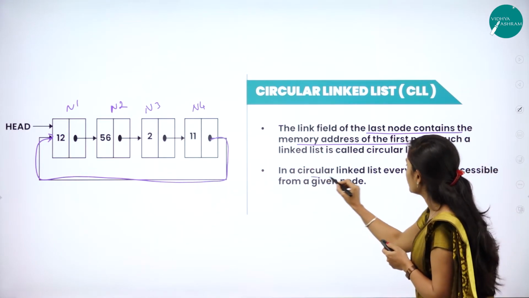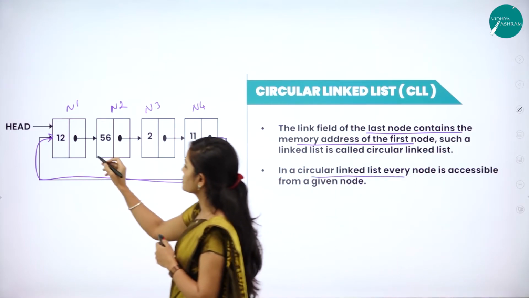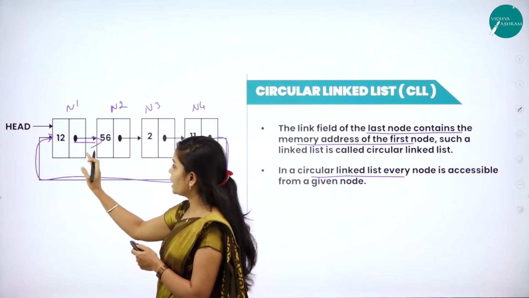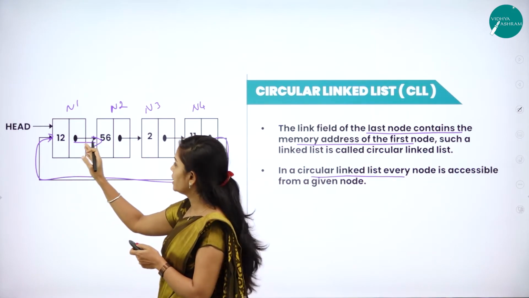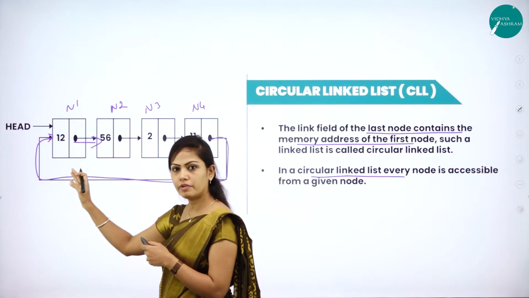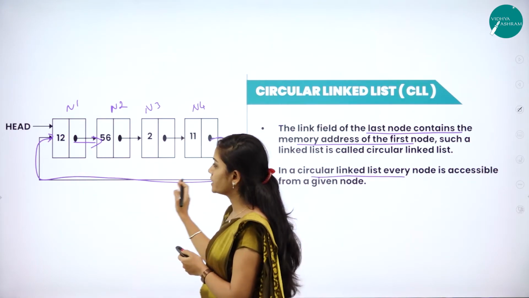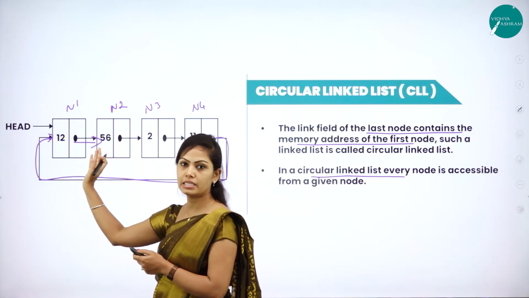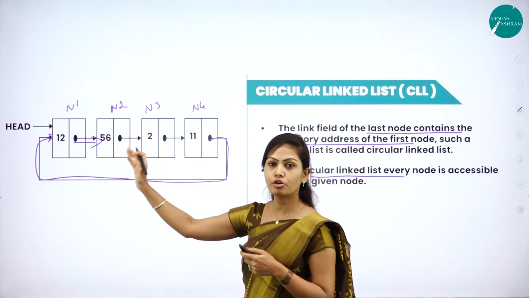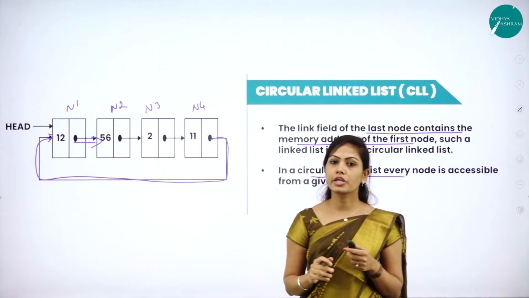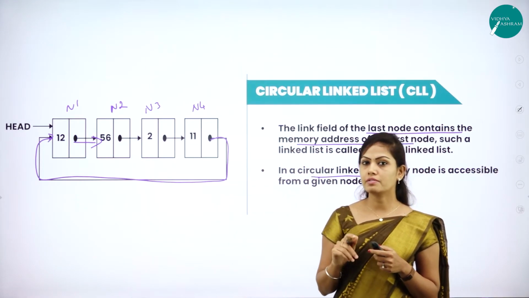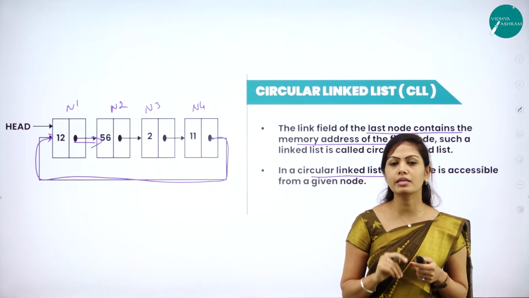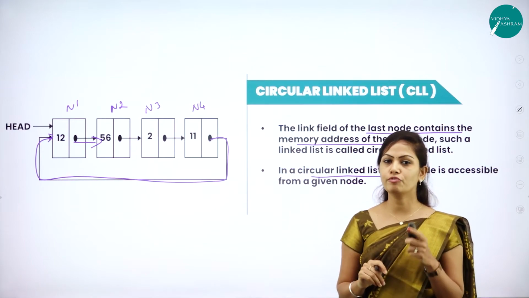In a circular linked list, every node is accessible from a given node. Each node contains two parts, data and link part. And the last node contains the address of the first node. This is a circular linked list. So we have studied singly linked list, doubly linked list and circular linked list. Very important question for 3 marks.